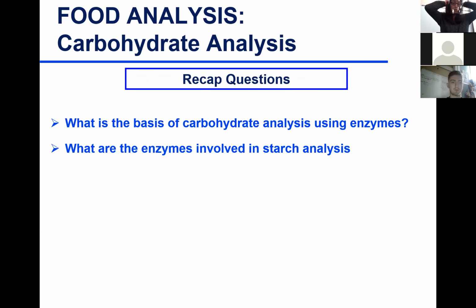the analysis of carbohydrates. So can you briefly tell me what's the basis of carbohydrate analysis using enzymes? So what is the basis of the use of enzymes in the analysis of carbohydrate? Very simple basis.